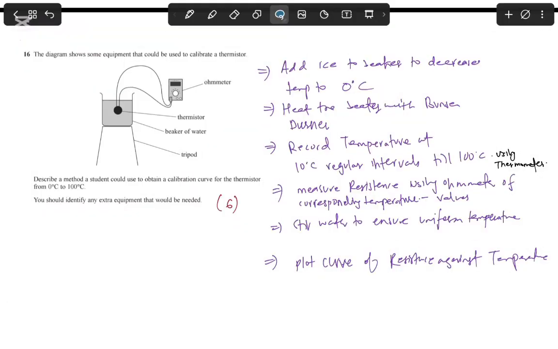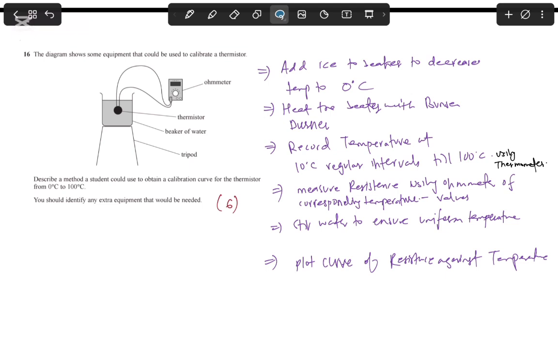So the answer to the 6 marker will be: add ice to the beaker to decrease the temperature to 0 degrees Celsius, heat the beaker with a Bunsen burner, record temperature at 10 degrees Celsius regular intervals till 100 degrees Celsius using a thermometer, very important. I've put that in black color. And then measure resistance using an ohmmeter at corresponding temperature values, stir water to ensure uniform temperature, and then plot a curve of resistance against temperature. Pretty standard.